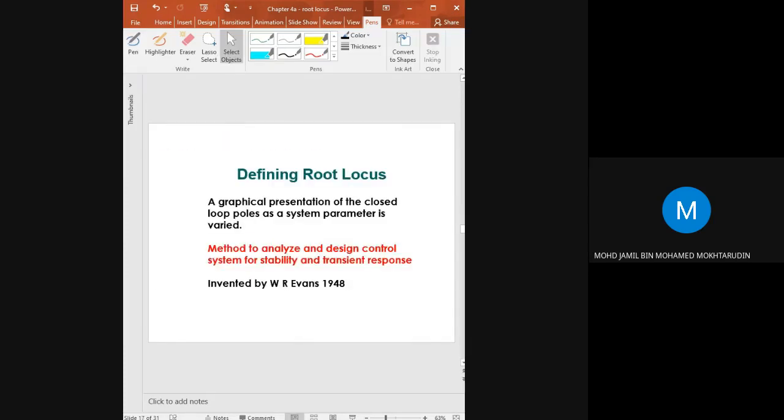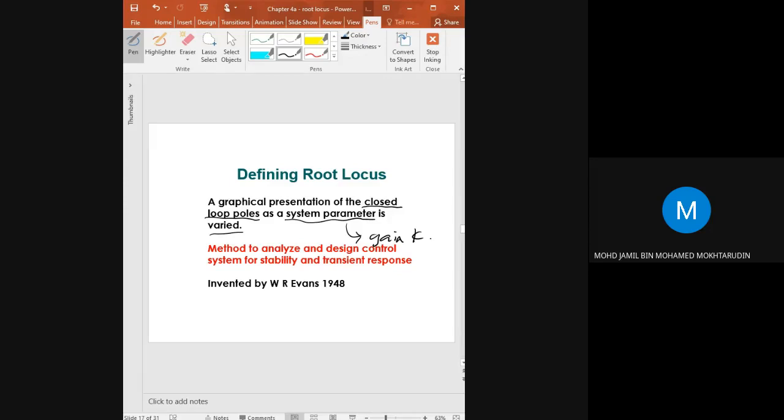Okay, so we go back to our root locus. Root locus is a graphical presentation of closed loop poles as a system parameter is varied. So always remember that root locus is closed loop poles, not open loop. So if a question tries to trick you by giving you an open loop, make sure you find the closed loop transfer function first before determining the root locus. Root locus is a graph that you get when you vary the system parameter or the gain. This method is used to analyze and design control system stability.